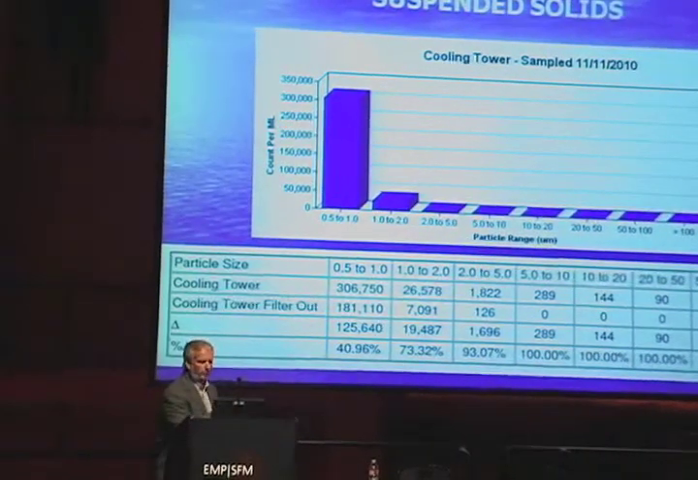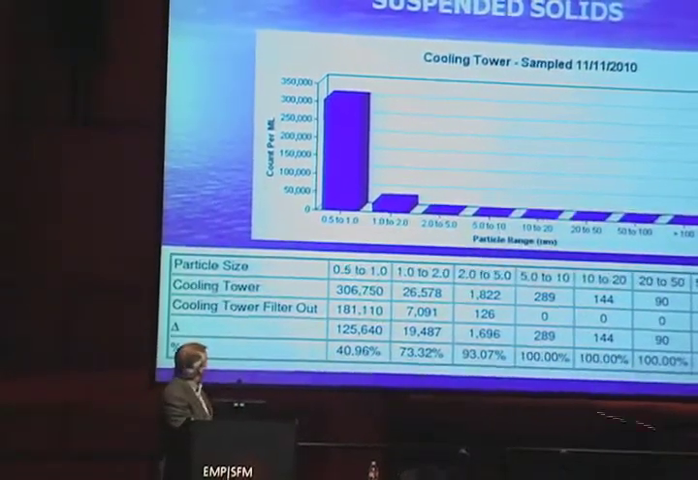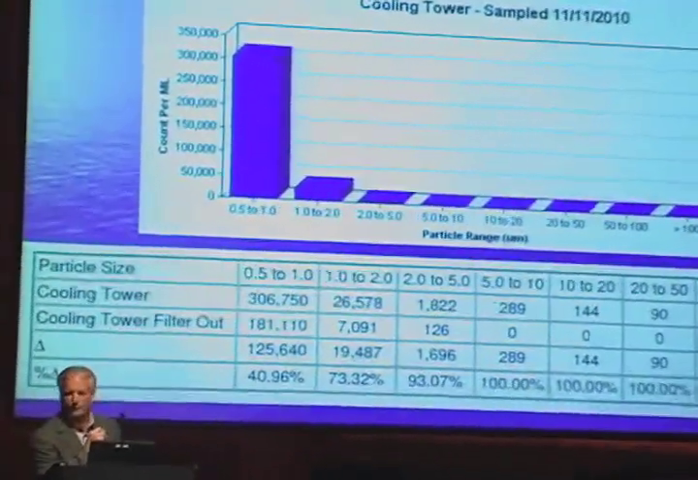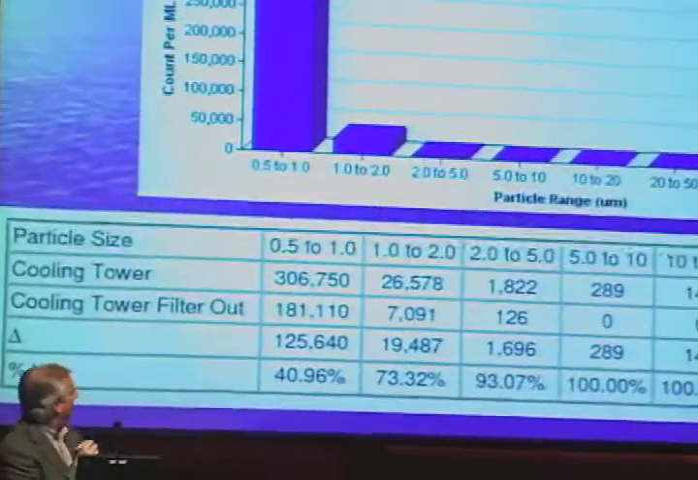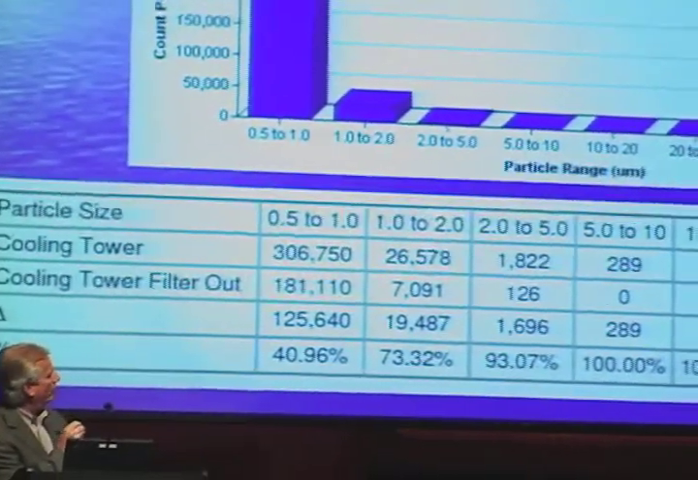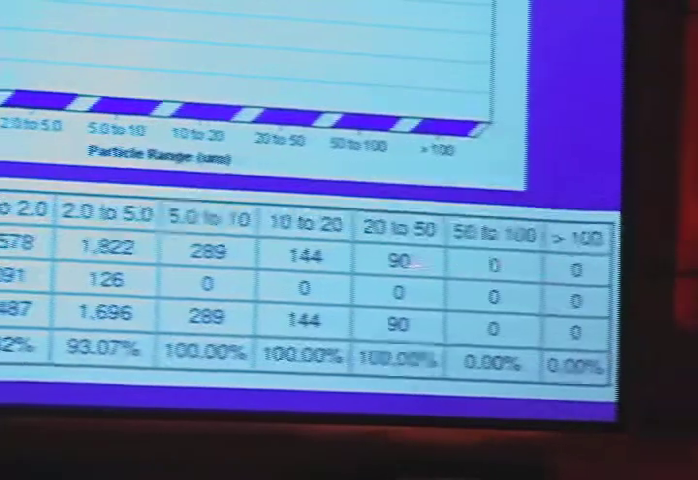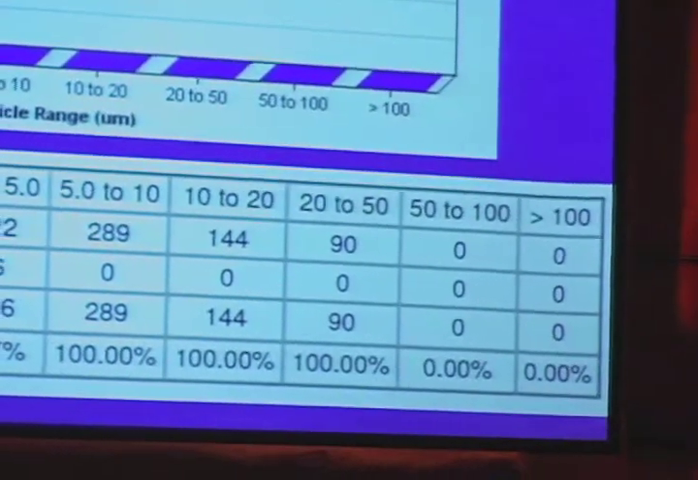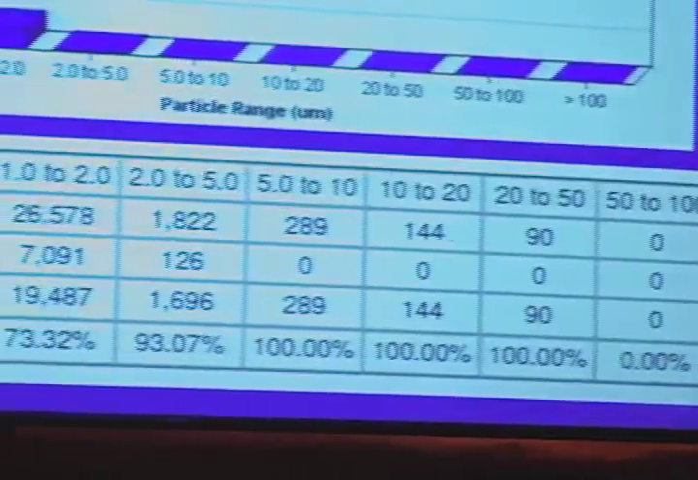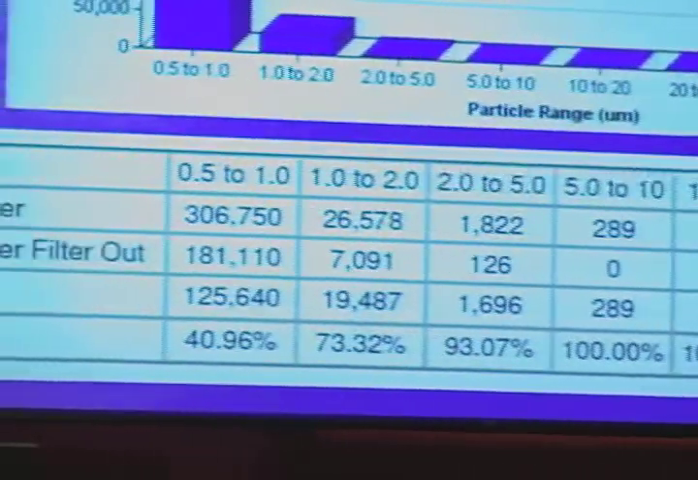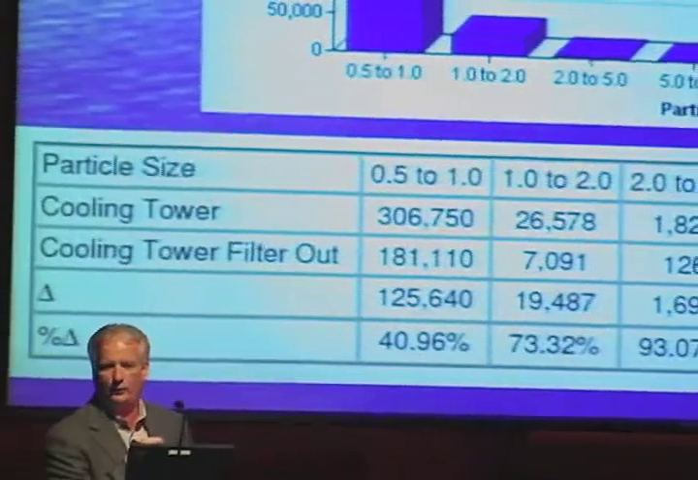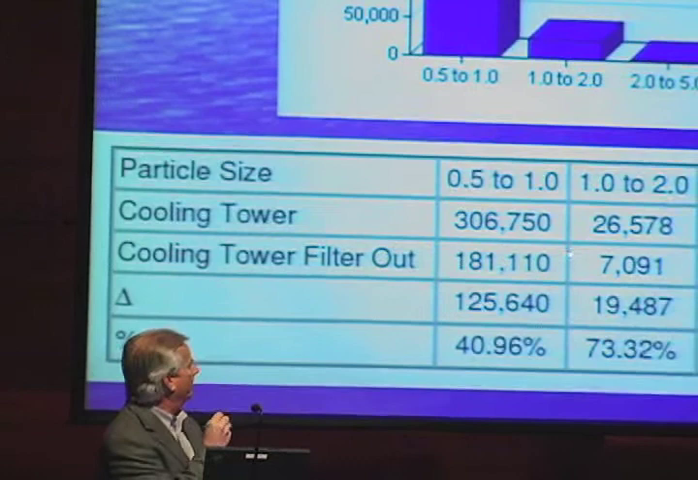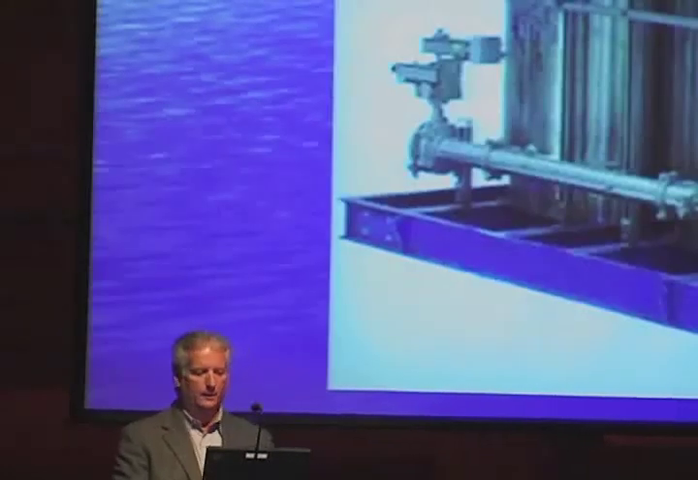But look where all the particles are at in this cooling tower. In the cooling tower here, you have 306,000 particles per milliliter of water in the 0.5 to 1 micron range. At 40 micron, you've got about 90 or less up there. Okay? Filters are rated in micron size. So if you had a 40 micron filter, what do you think your chances are of being an effective filter for this tower? Not very good. Okay. So you're going to make sure you do a particle size distribution.